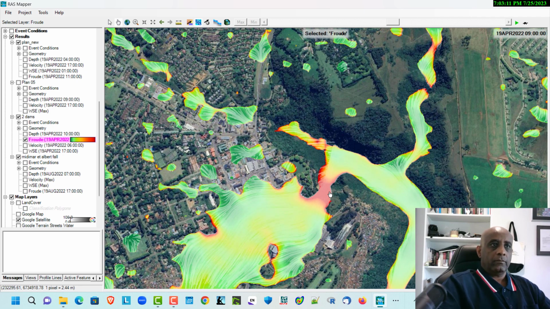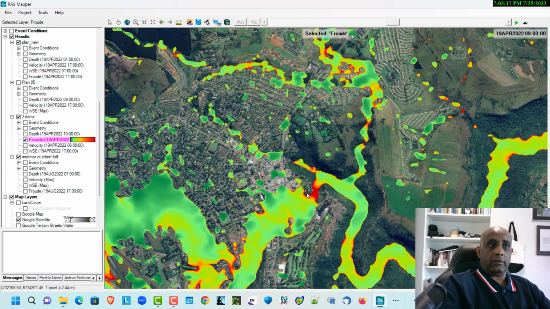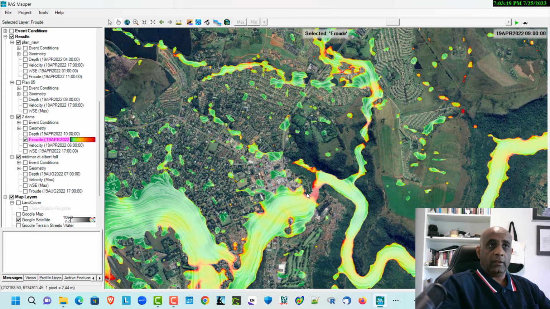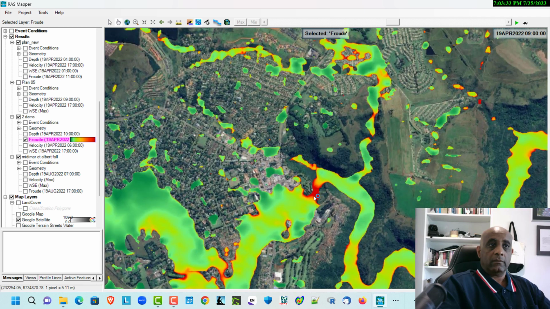So the analysis is reliable. I mean, it turns out the right thing at the right place. It means HEC-RAS is reliable, very reliable.